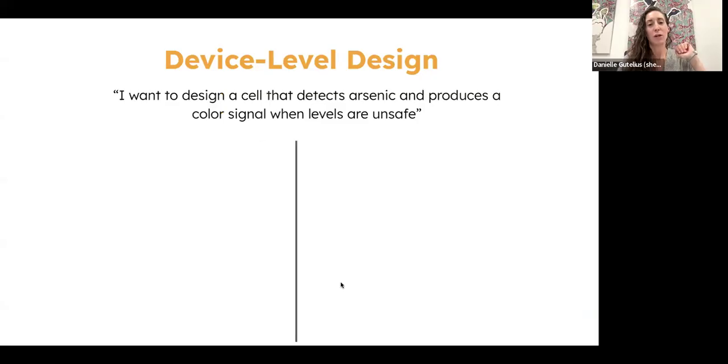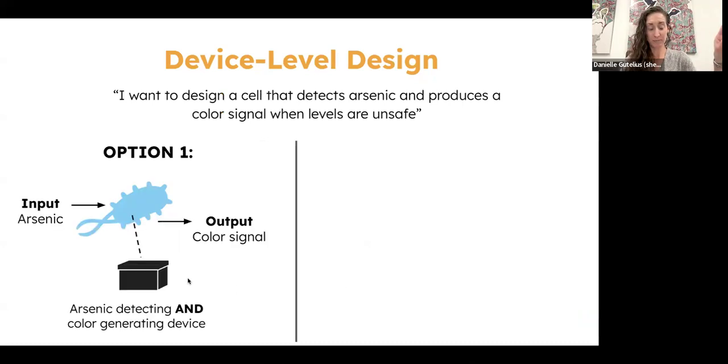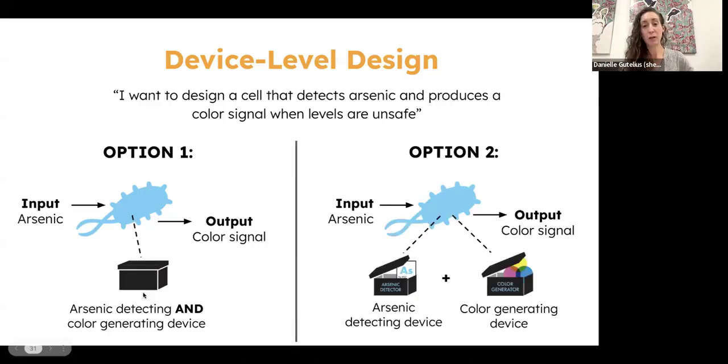Okay, so let's talk about the different ways that you can do devices. You could design something where there's one device. For example, with our arsenic one, you can just have one device, and that device can both detect arsenic and generate color. Or you could have multiple devices, and that's where it gets complicated really fast. That's why we're talking really generically here.